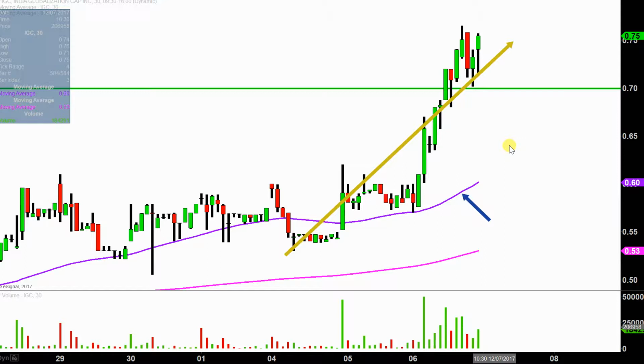Again, yeah, if it can stay above 70 cents, that would be great. But if it doesn't, from the big scope of things, as long as the price is above that purple line, then the overall trend is fully in the bull's favor.